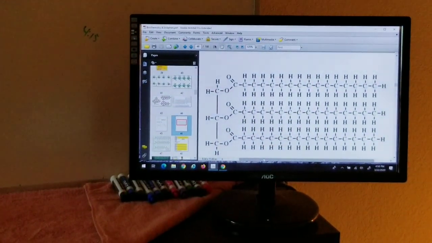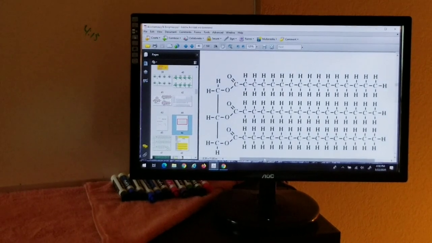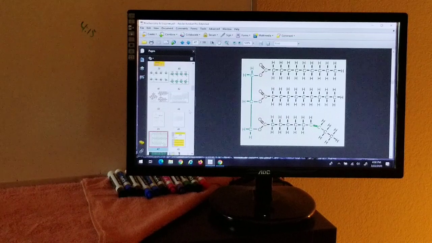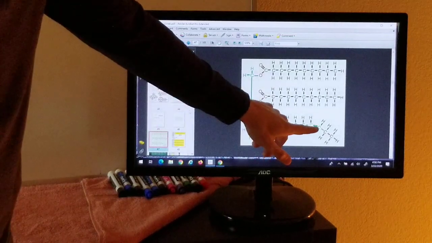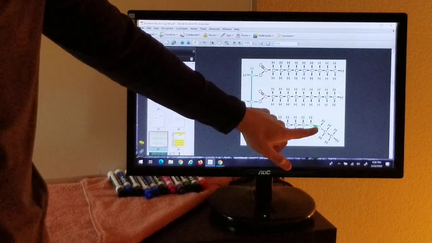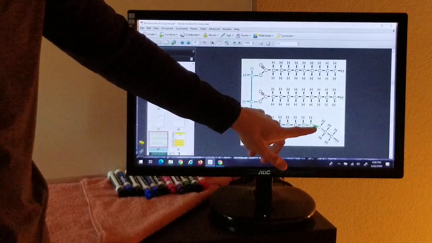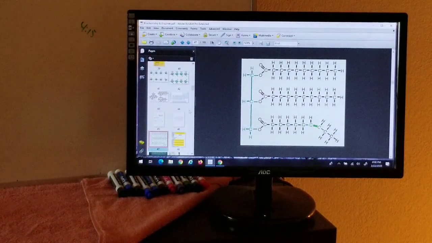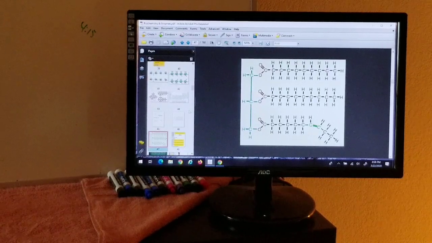There you go. So they all have single bonds. In this picture, we now notice there's a change in shape. And I don't know how well you can see it, but that's a double bond right there. And when we got a double bond, we also got a kink. So one of these is called saturated, and one of these is called unsaturated.